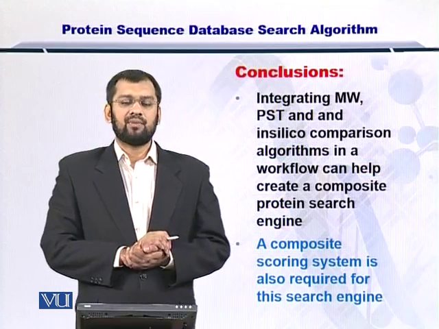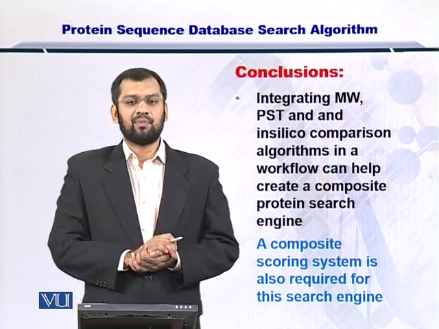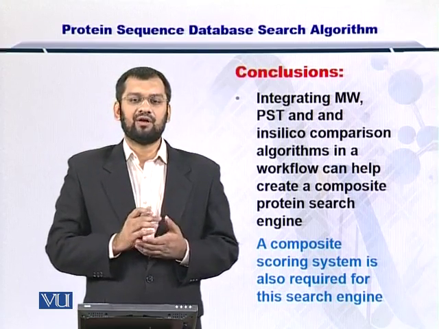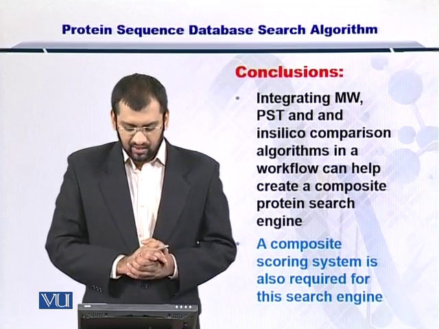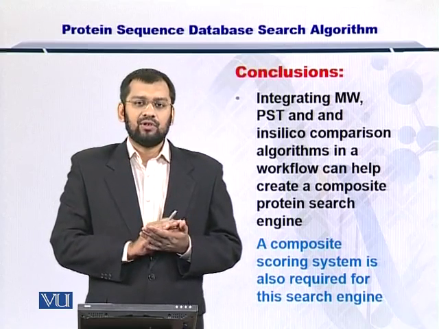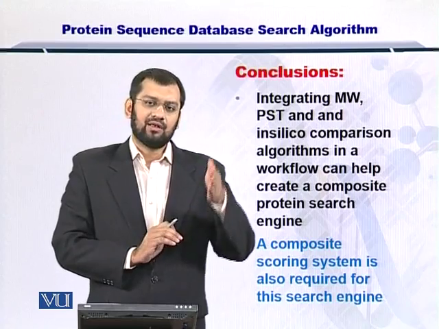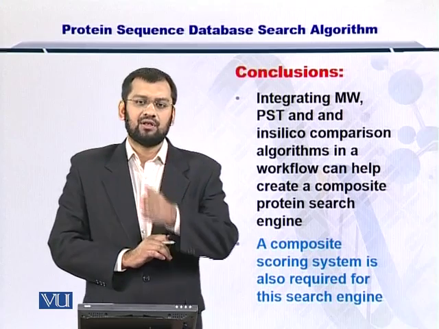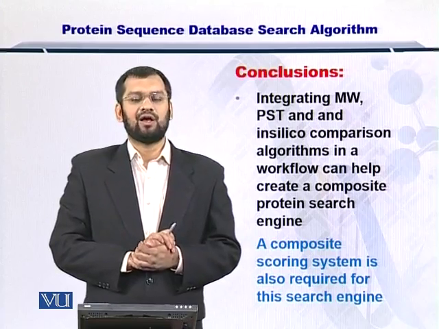So in conclusion, by integrating the molecular weight, PSTs and in silico spectral comparisons, you can have a very robust score for an overall identification. More so, you will now need a composite scoring scheme. By composite, I mean that it combines scores for individual components and gives you an overall score towards protein identification.